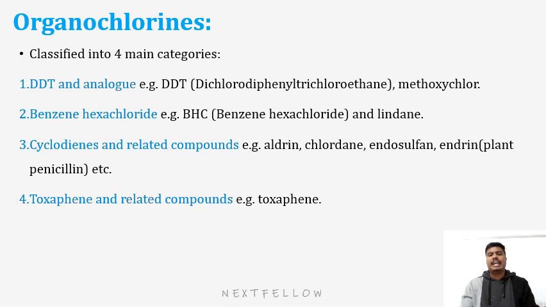First is DDT and its analogs, for example DDT, methoxychlor. Second is benzene hexachloride, BHC, also known as gammexane and lindane. The third is cyclodienes and their related compounds. Examples are aldrin, chlordane, endosulfan, endrin, that is plant penicillin. Endrin is called plant penicillin because it is active against a wide range of insects. The fourth is toxaphene and other related compounds. An example is toxaphene.